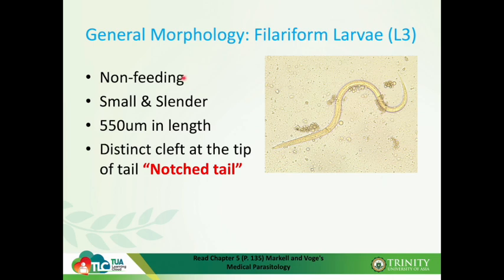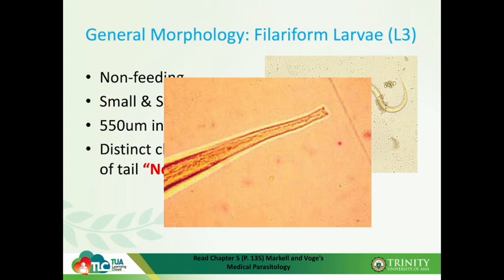It's the non-feeding stage. If it's non-feeding, what does the mouth look like? Closed. It's small because it's the smallest nematode, and it has a distinct cleft at the tip of the tail, or notched tail. So the mouth is closed, it's non-feeding. That is why this is really the infective stage, because it can no longer live on soil alone. It needs someone to supply the nutrients it needs. So filariform is the one that needs the host in order to complete its life cycle. This is the appearance of the notched tail.